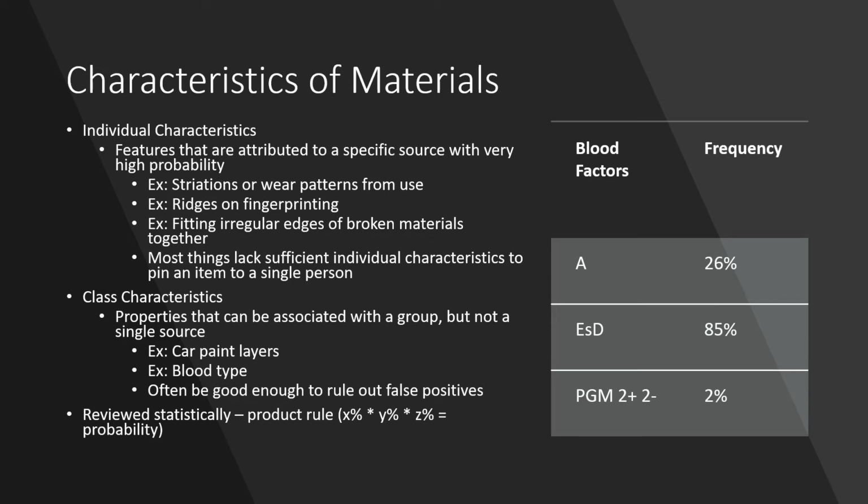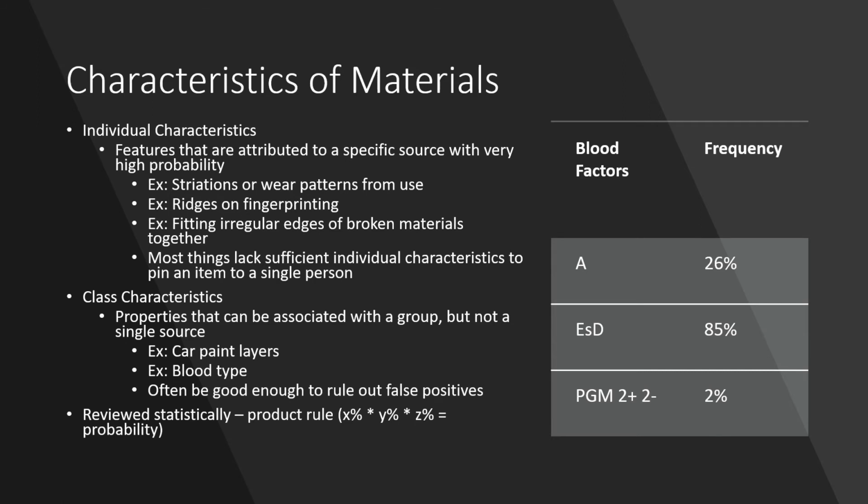Ideally, you'll have a great deal of individual characteristics to work with to identify a piece of evidence as belonging to a specific individual. That's not always going to be the case. Most things lack sufficient individual characteristics to pin an item to a single person. They might have some individual characteristics, but not enough to really be convincing. Basically everything, especially since we all buy stuff at stores these days, and we don't make our own shoes by and large, we don't make our own clothes, we don't manufacture our own cars, these things are mass produced. There's a great abundance of class characteristics that can be obtained from most manufactured items.